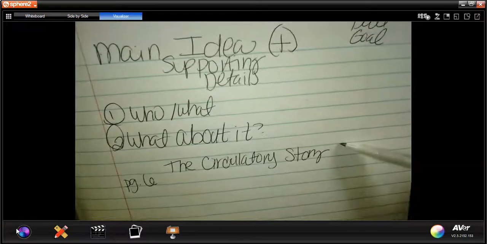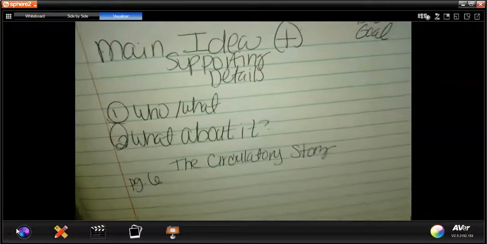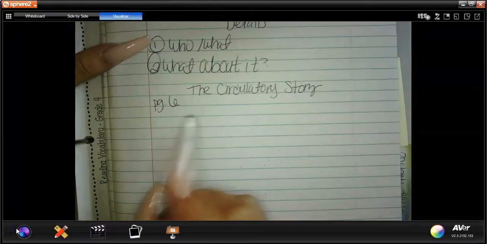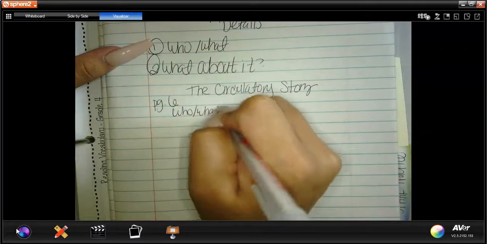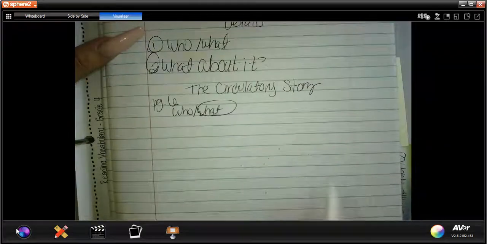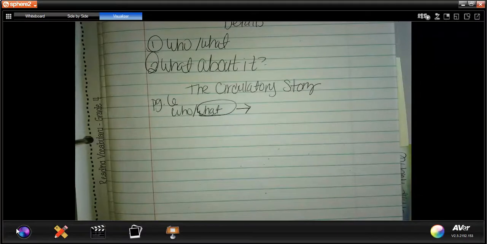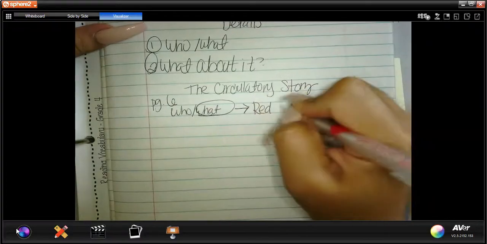So we're reading the circulatory story, and we are looking at page 6. You can pause the video at any time so that you can copy these. Okay, so we said that page 6 has a who or a what? It has a what, right? Okay, what was my what? What did the heading, what did the illustration, what did the section tell me? It was about the red blood cells.